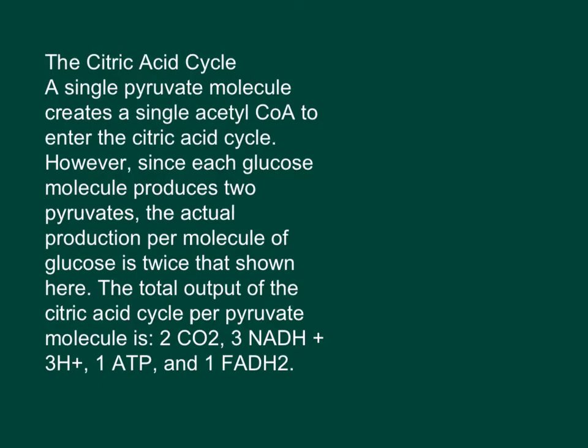In the citric acid cycle, a single pyruvate molecule creates a single acetyl CoA to enter the citric acid cycle. However, since each glucose molecule produces 2 pyruvates, the actual production per molecule of glucose is twice that shown here. The total output of the citric acid cycle per pyruvate molecule is 2 carbons, 3 NADH plus 3 hydrogens, 1 ATP, and 1 FADH2.